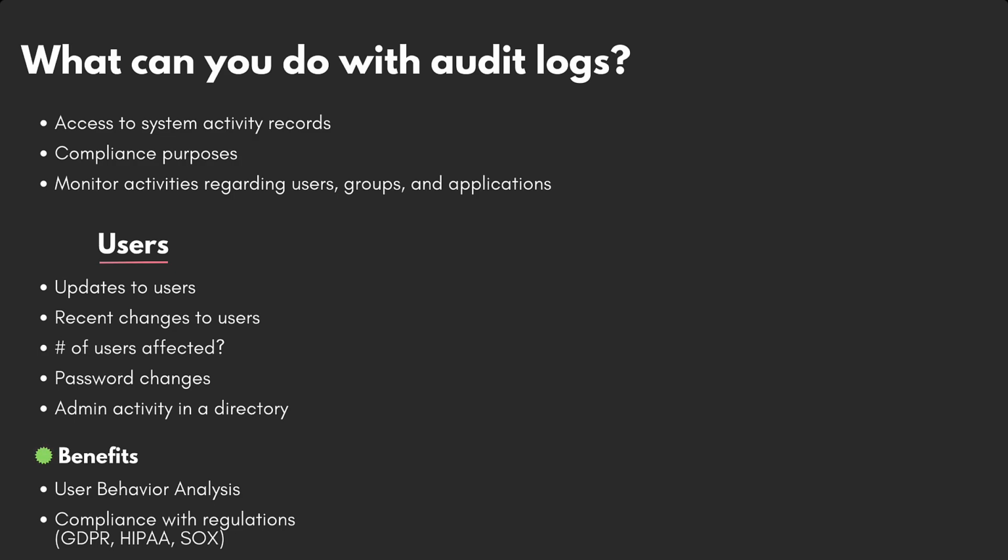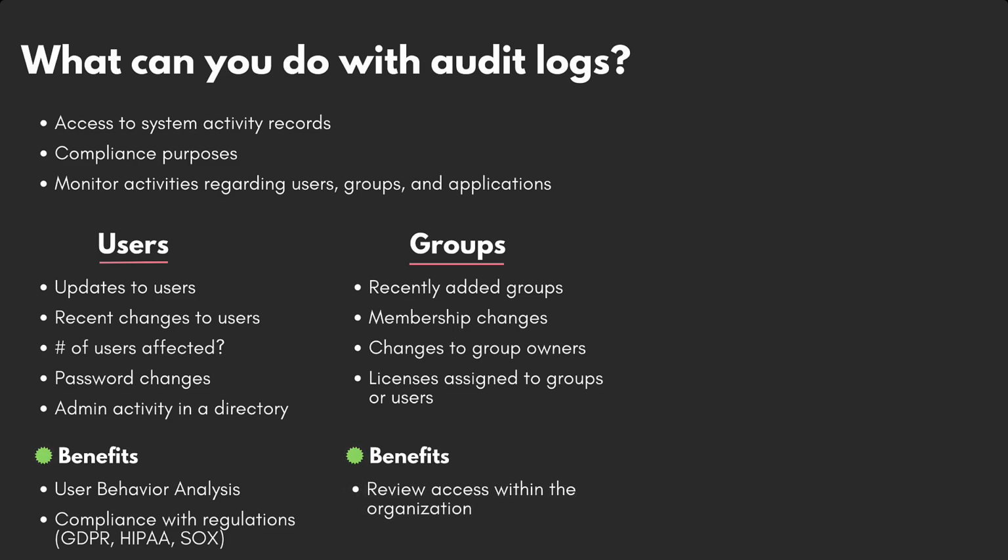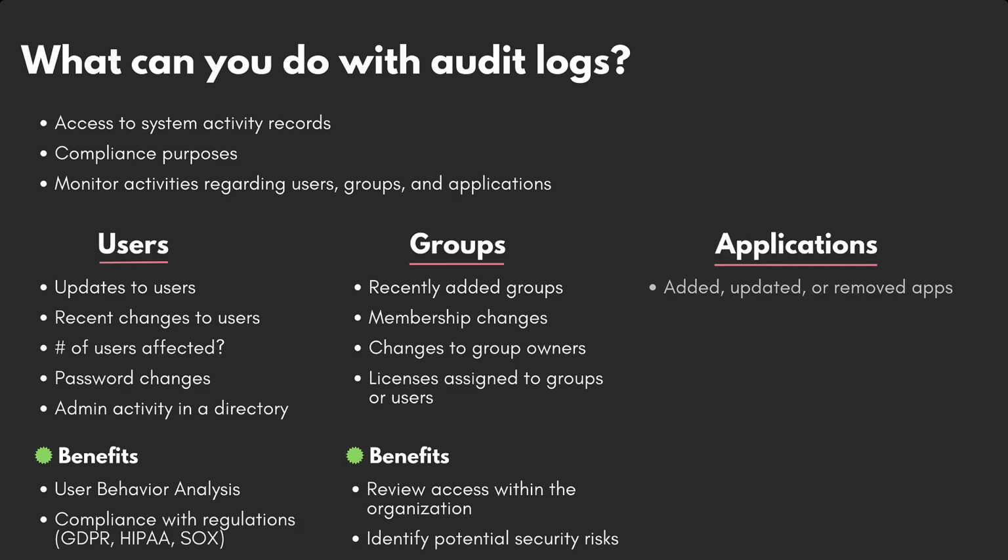monitoring of user activities. For groups, it tells us which groups were recently added, which groups had membership changes, have the group owners been changed, what licenses are assigned to a group or a user. This will allow administrators to review who has access to what within the organization, ensuring that only authorized individuals have access to specific resources. It'll also help identify potential security risks by allowing admins to monitor changes to groups with elevated permissions. For applications, it shows which applications were added, updated, or removed.